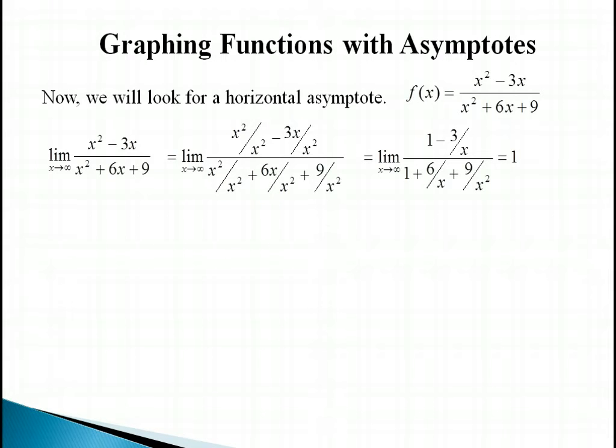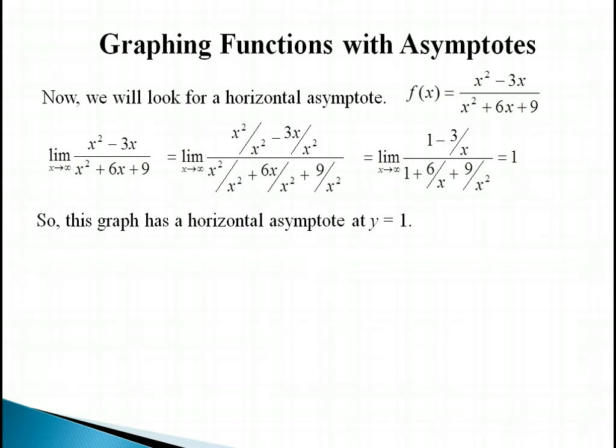Now what we want to do is take the limit as x goes to infinity. Well, if you have 3 over an extremely large number, that means it's going to be extremely close to 0 when you divide it. So the 3 over x is going to head towards 0, the 6 over x is going to head towards 0, and the 9 over x squared is going to head towards 0. So the only thing that we're left with is 1 over 1. So our limit is 1, which means that we have a horizontal asymptote at y equals 1.